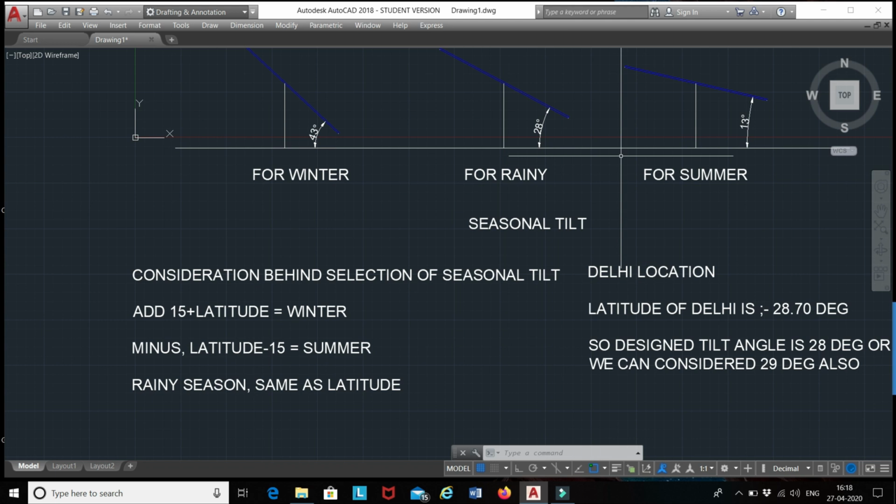Today we will discuss the selection of module tilt angle, because the selection of tilt angle has a high impact on our generation data. So how do we do the selection so that we can achieve good generation data?